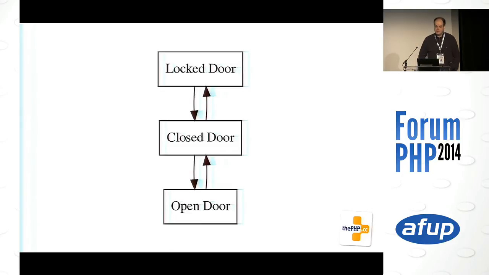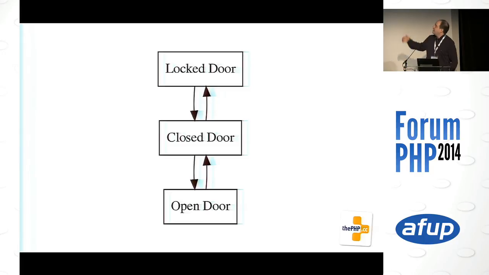Then we get a graph like this. So we had the door with its three states. We had the allowed operations to get from one state to the other. We wrote this down in clean code. We wrote an ugly script to iterate over the code, to statically analyze it, and to give us this graph.